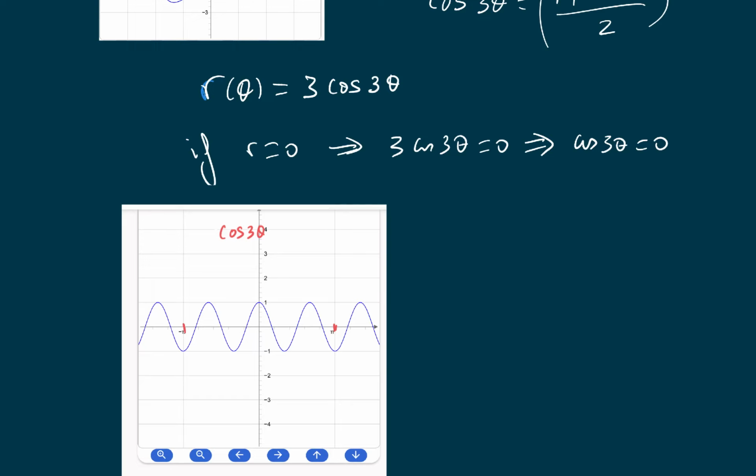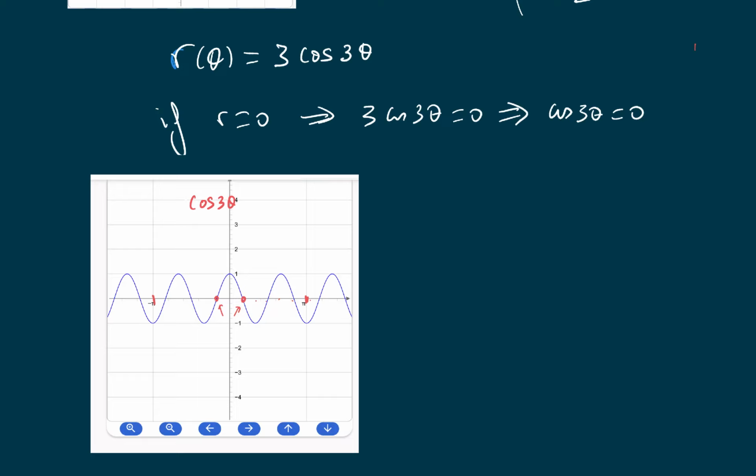So I need to find the first cutting place. Here is where the cosine is 0, and here is where the cosine is 0. So this is pi, so it means that if this is pi, how will I find these points, these 2 points?